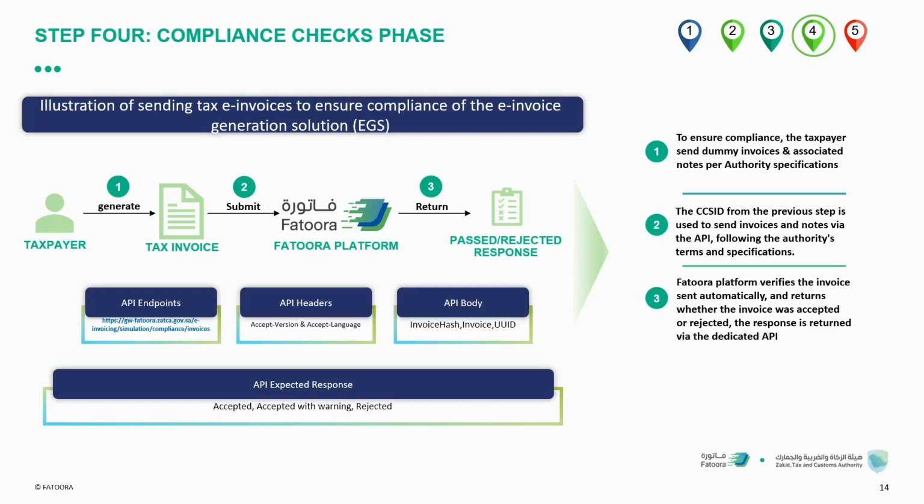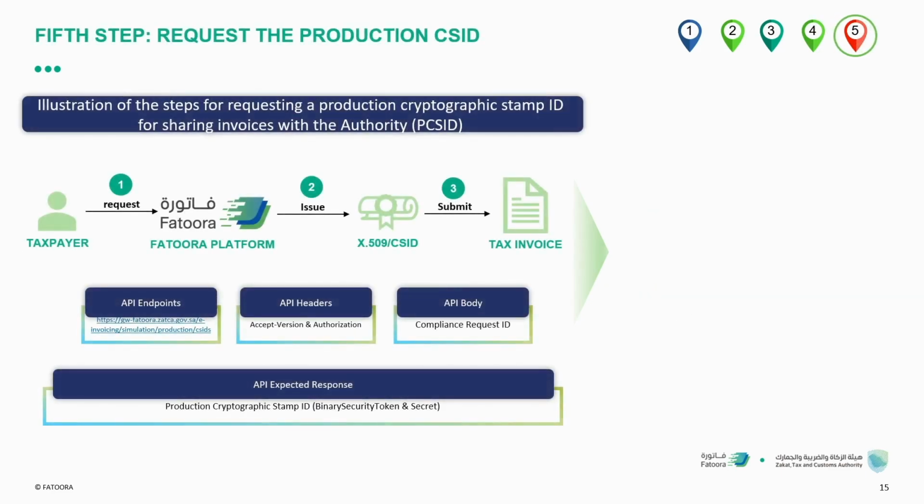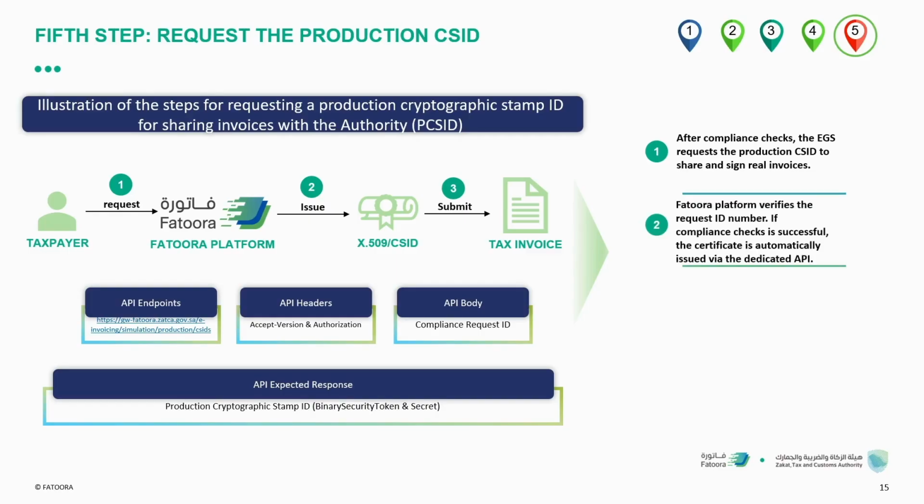So now, after completing the compliance checks phase, taxpayers are ready to request the production CSID. This is the production certificate used to send real invoices to Zatka. To request the production CSID, the taxpayer must submit a request to the Fatura platform with their request ID. The Fatura platform will verify whether all required compliance checks have been completed. And if all checks are completed, then the Fatura platform will issue the production CSID and return it in the API response. The taxpayer can use the production certificate to send and share real invoices to the Fatura platform.